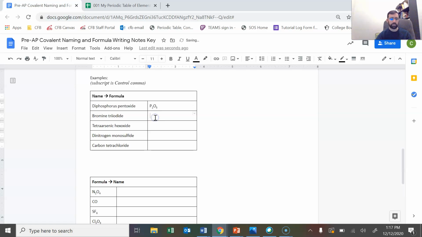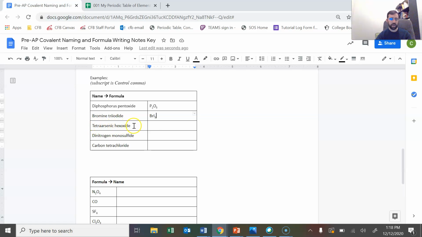All right, bromine triiodide. Now, I don't see a prefix on the first name, so that tells me that I only have one bromine, Br. And then triiodide. Iodide is iodine. And then there are 3 of them, because tri means 3.